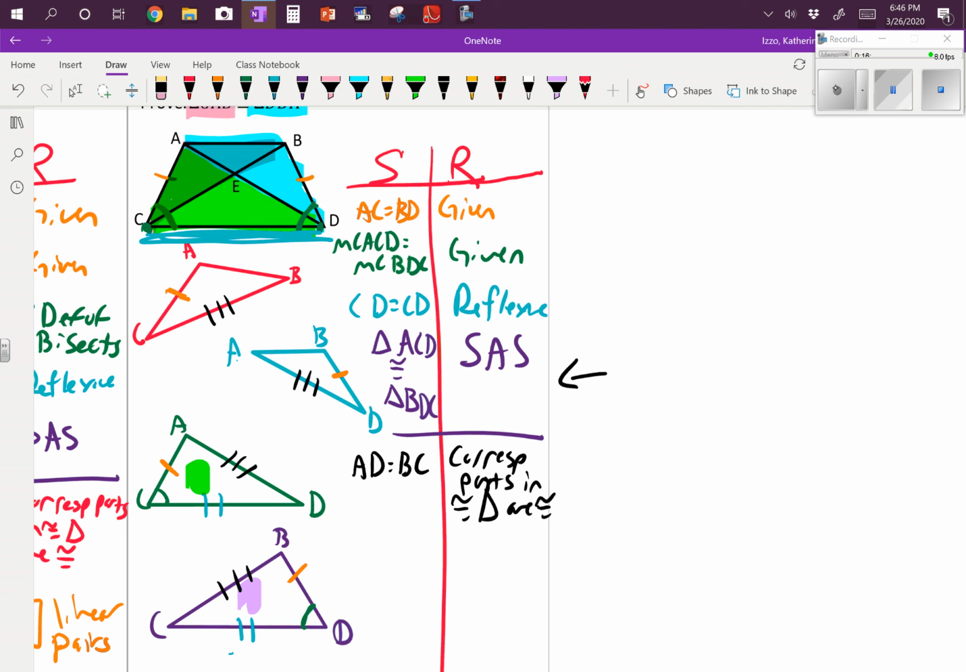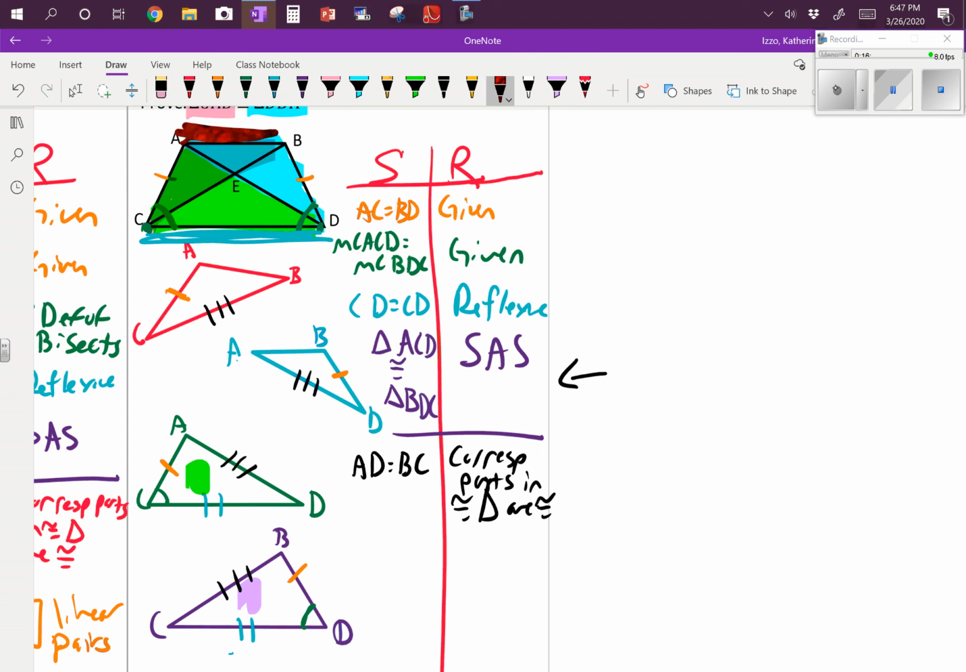And notice the whole CD fiasco that we were doing? The CD is the same as this CD. Take a look up at the pink and the blue triangles. This AB, guess what? It's the same AB that's up there. This side is the same.